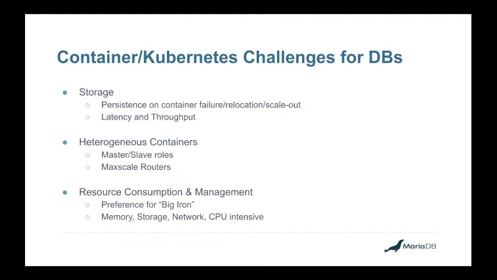The same with the MaxScale router, that advanced proxy that I mentioned, that is yet another kind of node that's running to maintain this database. And lastly, and this is maybe a little bit of a subpoint of storage, databases have always had this assumption that up front you're doing a fair amount of planning in terms of the resources that you require. And storage we already talked about, but it also applies to memory and network and CPUs.